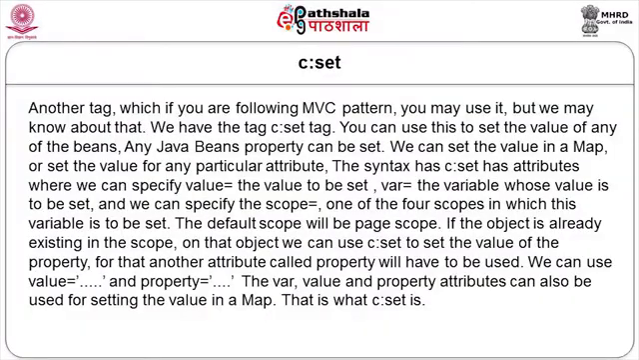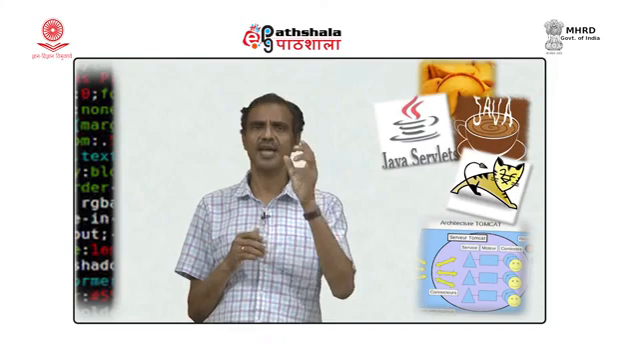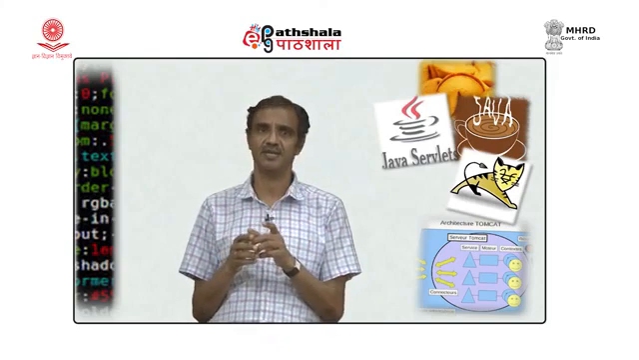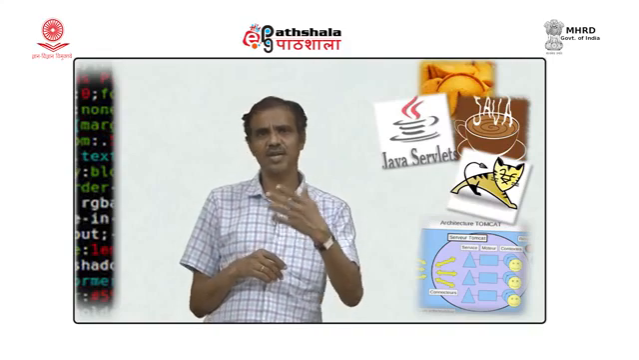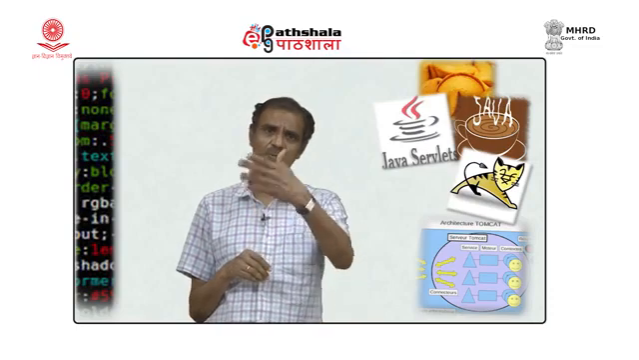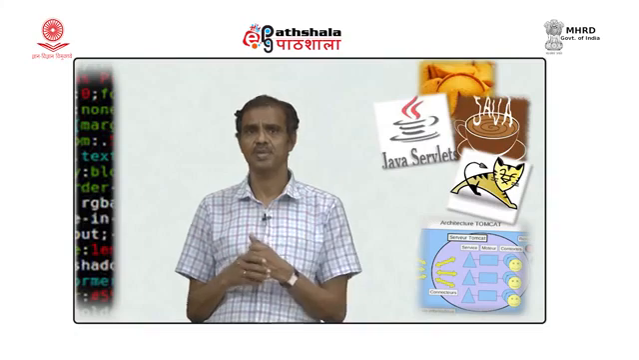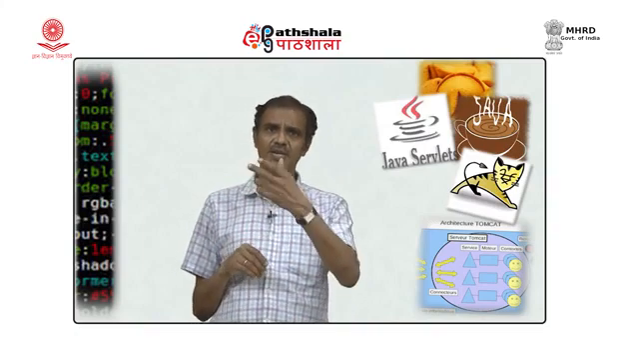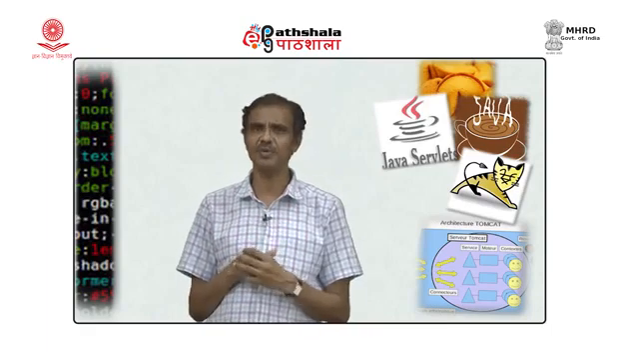Another tag, which we may not be using if we are following the proper MVC pattern, but still it is important to know about, is C:set. The C:set is for setting. You can use this to set the value of any of the beans, any Java bean property can be set. We can set the value in a map, or set the value for any particular attribute. We can change the value of an attribute also.